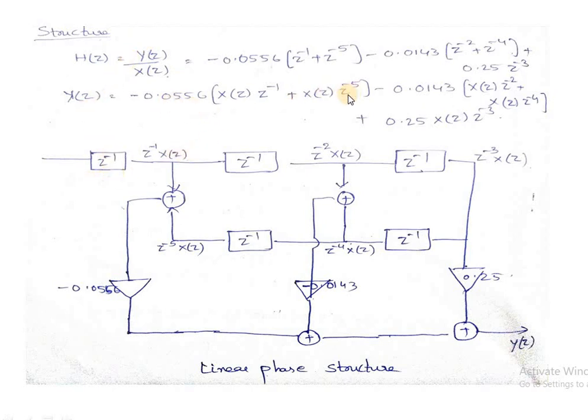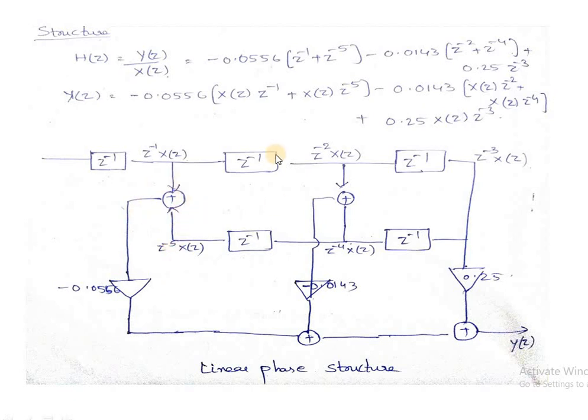By using the above transfer function form, I realize a linear phase structure for the transfer function defined below. Here, since the highest power of this delayed function of z is z power minus 5, I assume 5 delay elements here, where this is the input. Here there is an input value of x of z. When passed through z inverse, we have z inverse of x of z, z power minus 2 into x of z, and z power minus 3 into x of z, and so on.